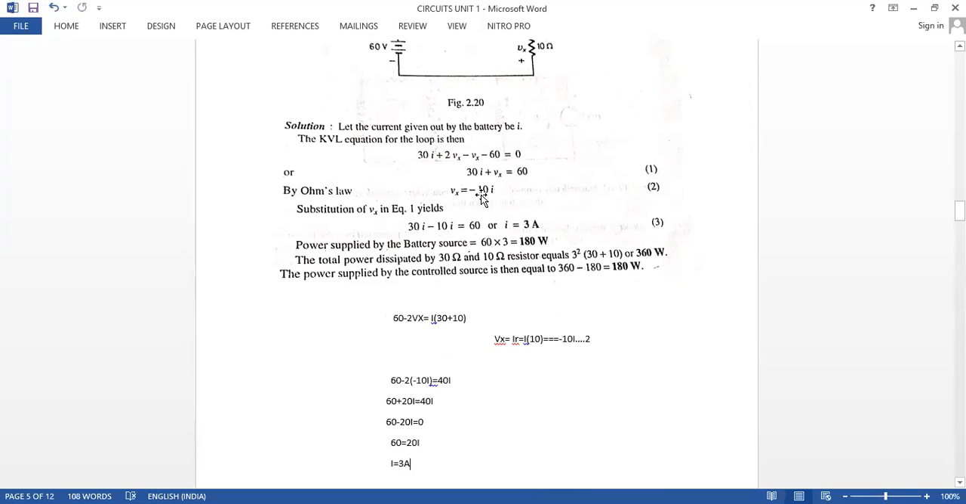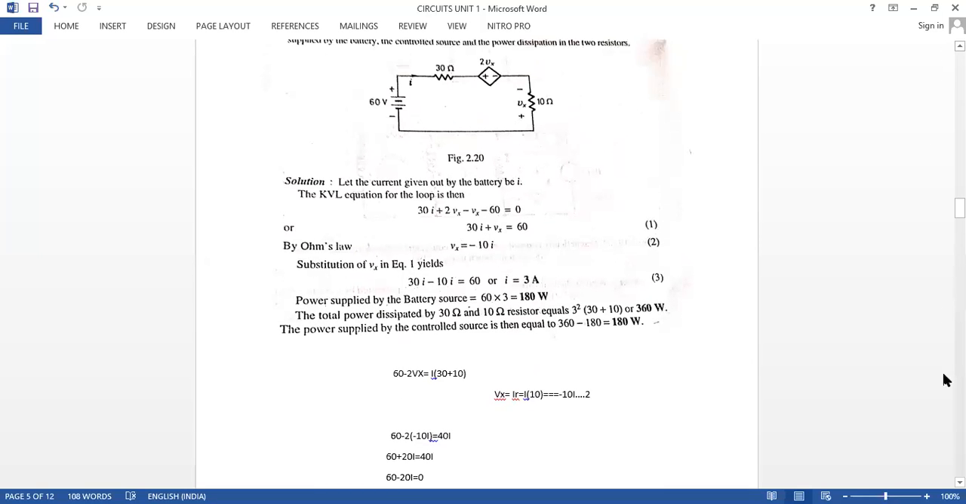Okay. Vx is how much? Minus 10i. So whatever the method people use, what is our method? Write all the voltage sources to the left hand side and all the drops to the right hand side. Okay.